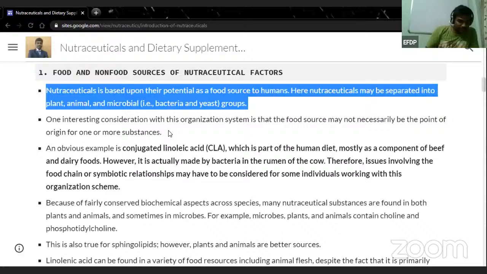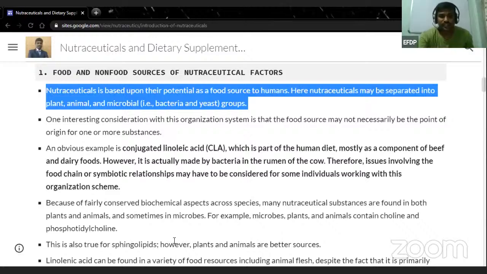Sir, is CLA a food source, nutraceutical or non-food source? It is a non-food source. It is not part of food, na actual. One question has been asked by Piyush: sir, CLA, that is conjugated linoleic acid, is it a food source or a non-food source? Is it not coming from the food, na? It is not coming from the food, so it is a non-food source.